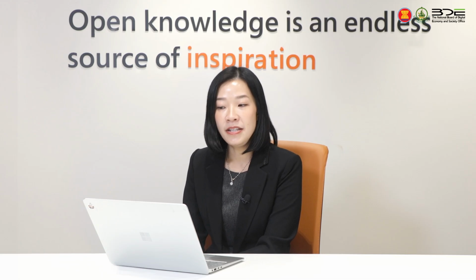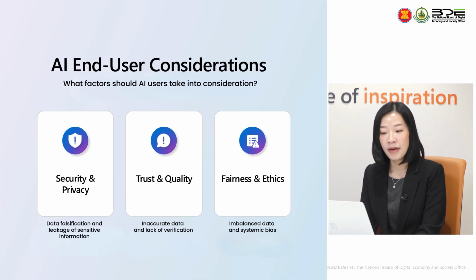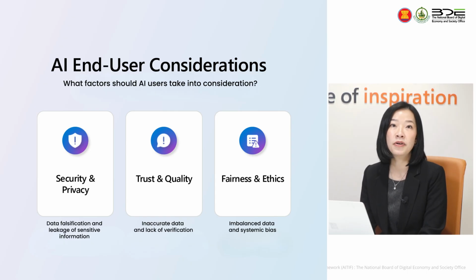So from the end user consideration, what kind of aspects do we need to take into account? The first one is security and privacy. We need to ensure that we protect the data and understand what information the AI system needs to use. And also we need to keep in mind that the data needs to be highly secure.